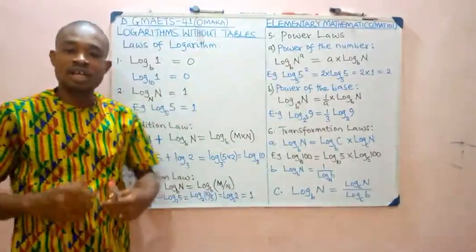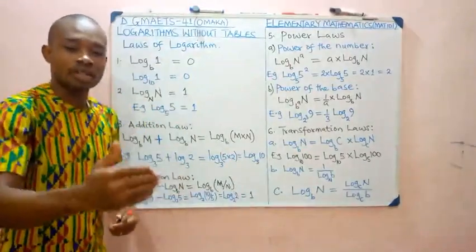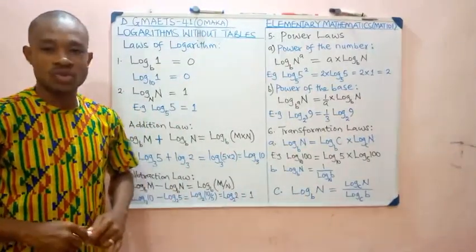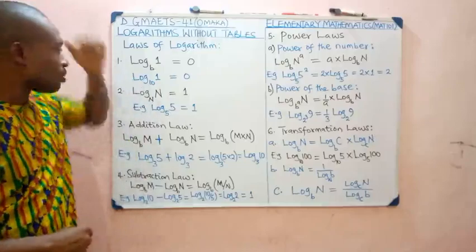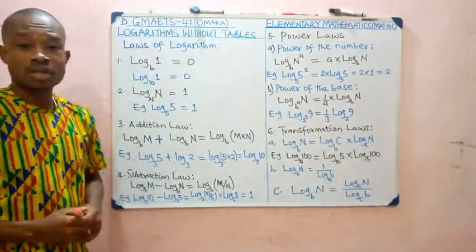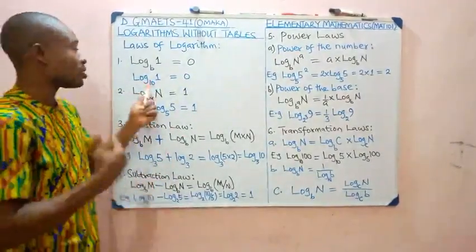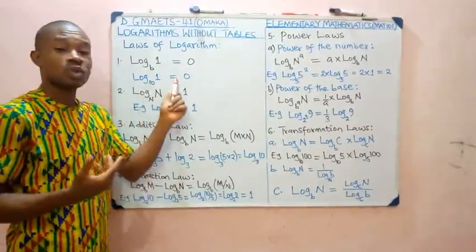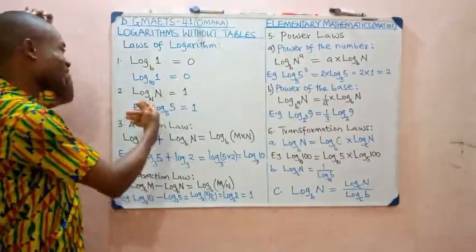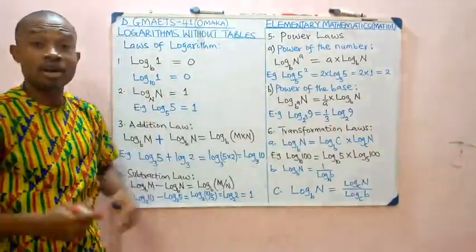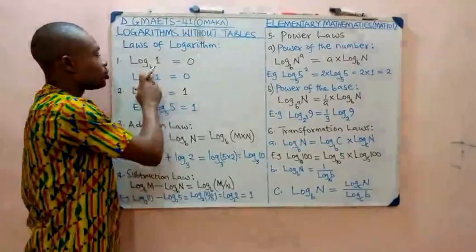The first we have here is that log of the number 1 to any given base is equal to 0. Log of the number 1 to any given base is equal to what? 0. Take note of that. Look at an example here. You're given log 1 to the base 10. Your result will be equal to what? 0. Of course, this answer follows from the definition of logarithm. You know, log 1 to base b being equal to 0.